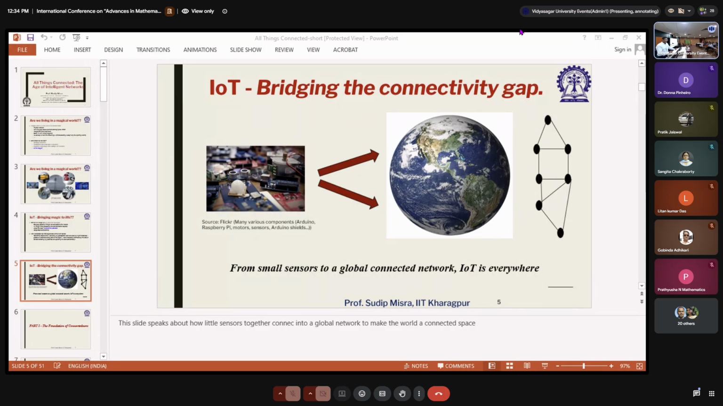IoT is an area which has grown leaps and bounds in the last few decades in terms of research. So much of funding has been poured by government in the country and beyond, and also the industries globally, to basically address many different aspects of these different challenges, right?